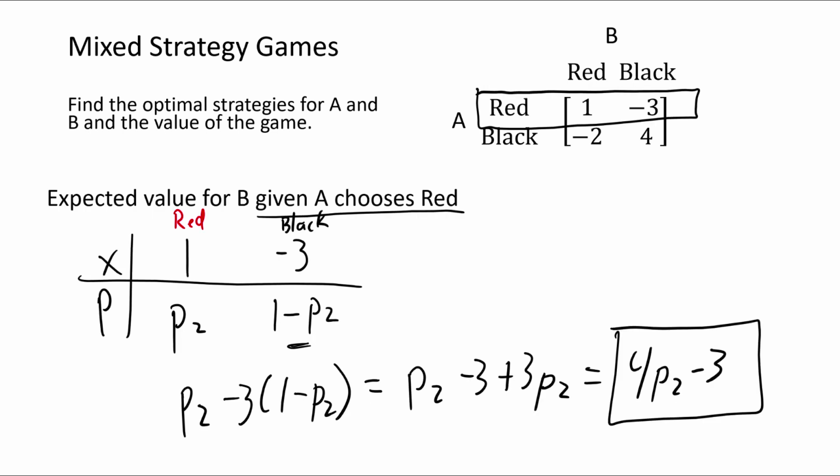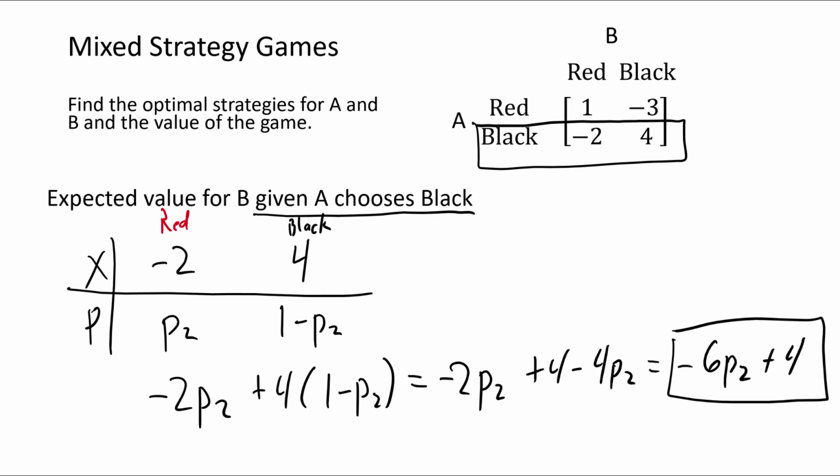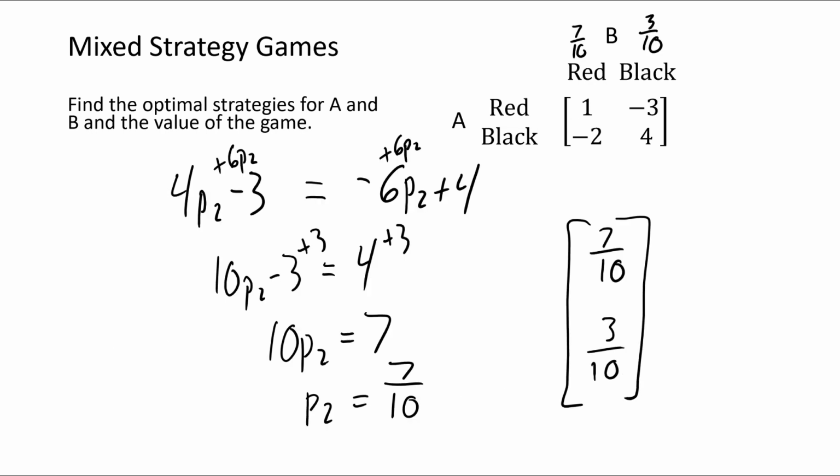Then we found the expected values for B. Expected value for B given A chooses a red card. That was our first row values. Then we found the expected value for B given A chooses a black card. That was our second row values. And then we set those equal to solve for p2. So we found the 2 expected values for A, set them equal, found p1. Found the 2 expected values for B, set those equal, found p2.